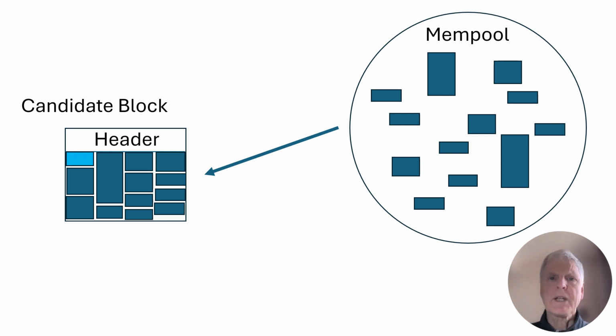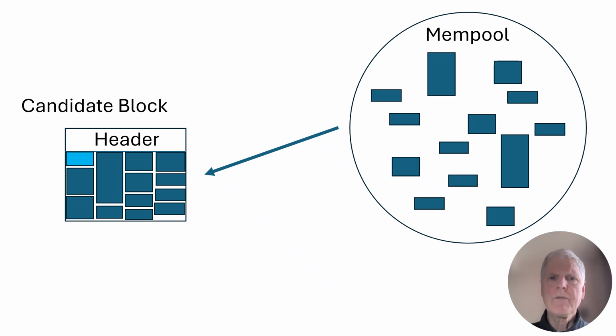So every node forms a candidate block. The candidate blocks of many of the nodes will be identical because their mempools are identical. But not all mempools will be identical, and so the candidate blocks of some nodes may be similar but not identical to the candidate blocks of other nodes.